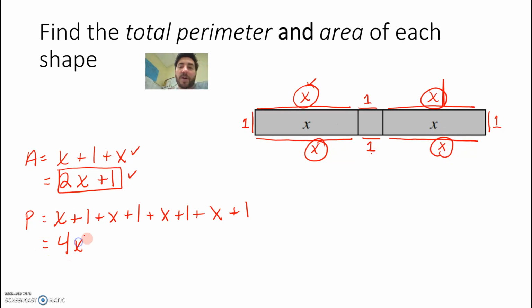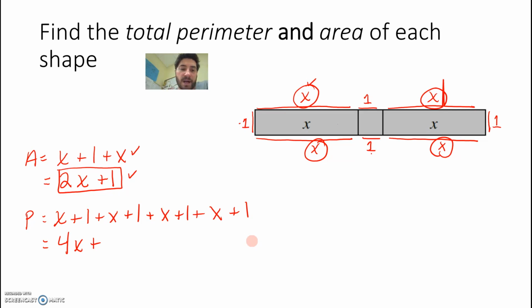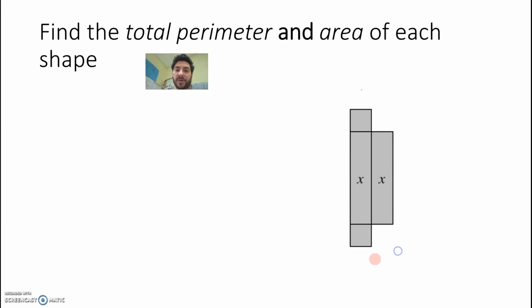So that makes 4 X lengths plus 1, 2. Let's go back. I don't know how to get back here. There we go. Plus 1, 2, 3, 4. Plus 4 unit lengths. So that is another expression for the perimeter. Again, both are correct. One is just more simplified. So let's try the next one.